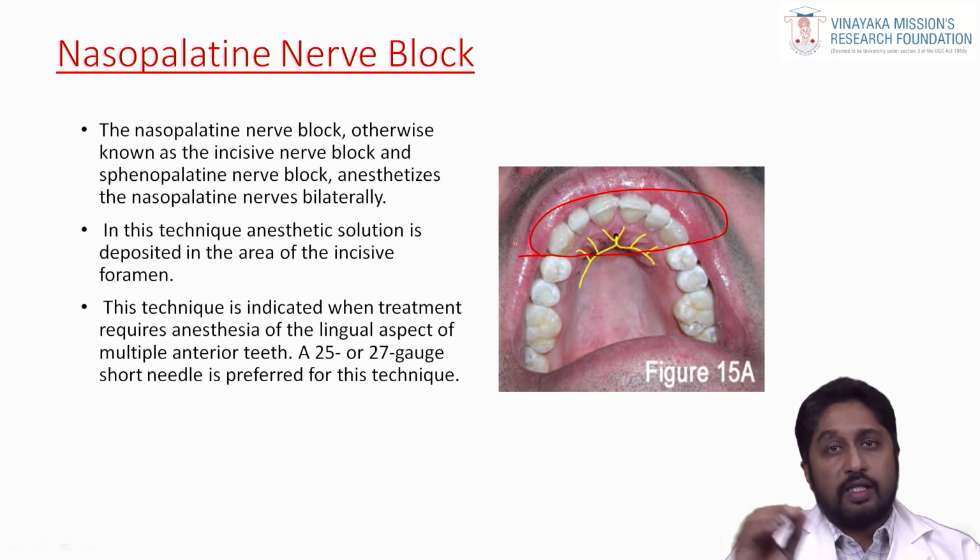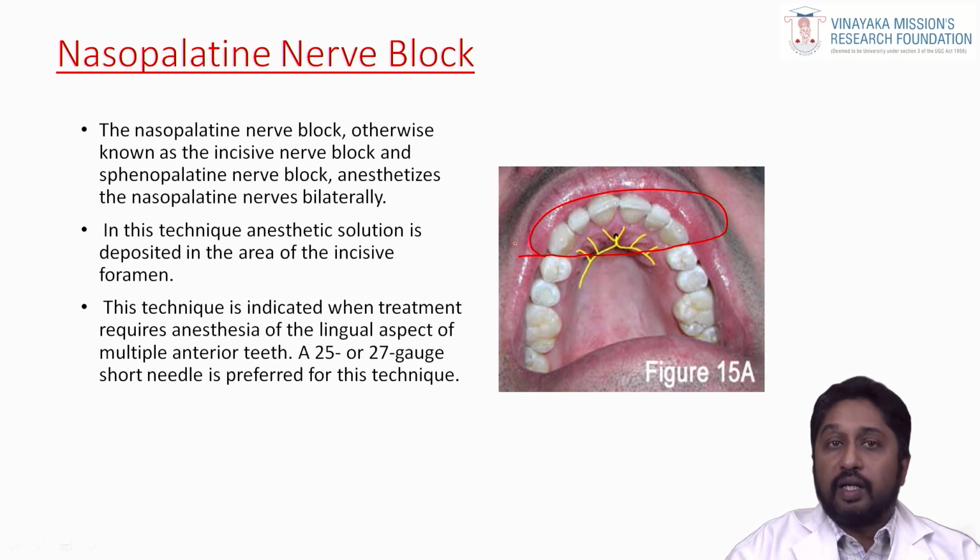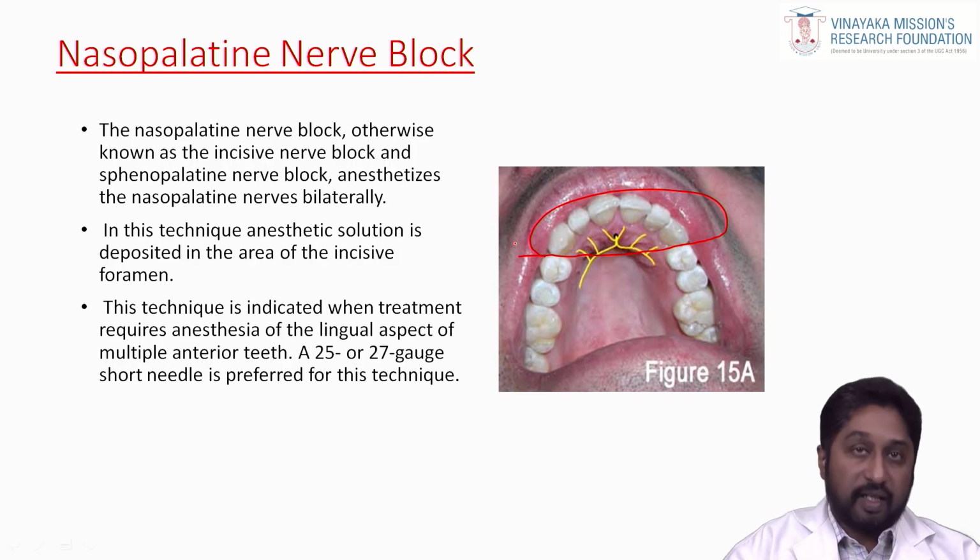In this only, other nerve blocks are unilateral. On the palatal side, if you are working on the first quadrant, you have to give a greater palatal nerve block on the first quadrant side. Or if you are going to the second quadrant, you have to give it there. But with the nasopalatine, if you give a single block, it will get anesthetized bilaterally.